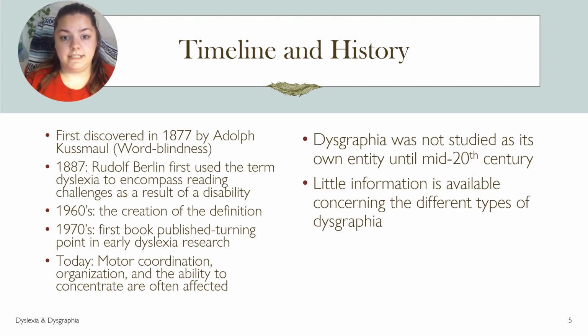In 1972, a researcher by the name of Sandra Naidoo published a book that was one of the first major studies of dyslexia. It was called Specific Dyslexia. Her book, along with Critchley's, was a turning point in early dyslexia research. So the 1970s was termed a major turning point for dyslexia research. And today, we know more about dyslexia, and we know that motor coordination, organization, and the ability to concentrate are often affected by it.